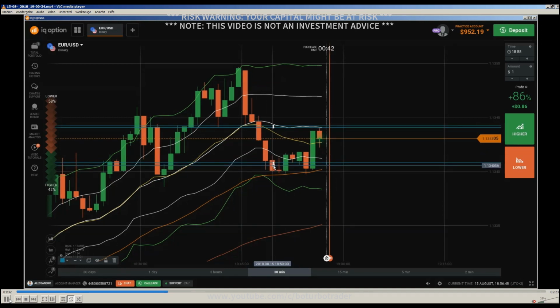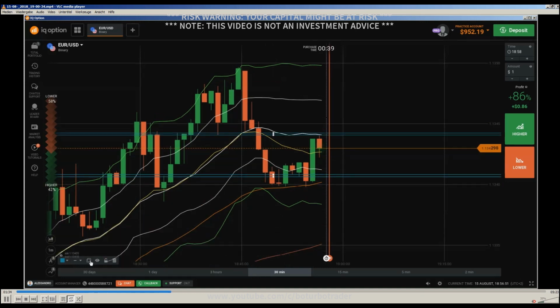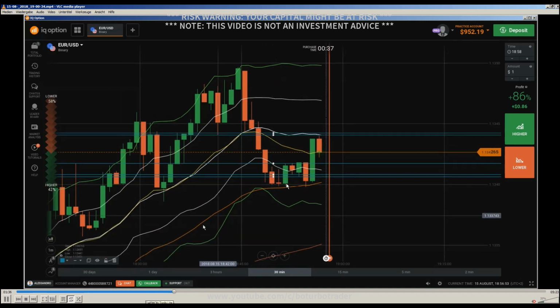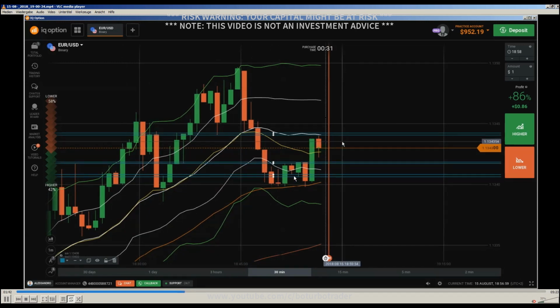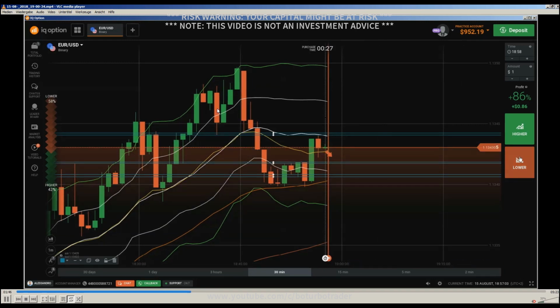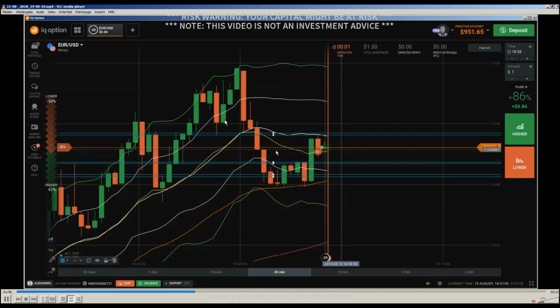Yes, we already reached the target. You see the height of this bottom here is the same from the bottom to the neckline, the same height like this. It's almost the same height. And we have here also a nice neckline again, from this kind of double top, which is not so nice. So, and I'm entering here on the hanging man.